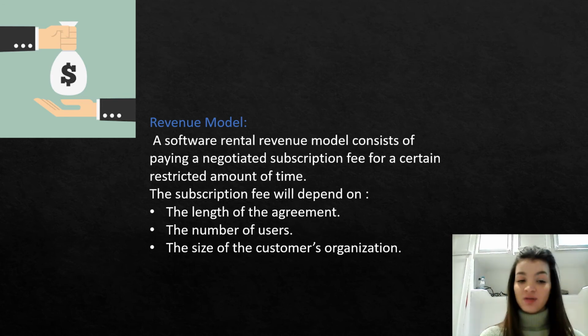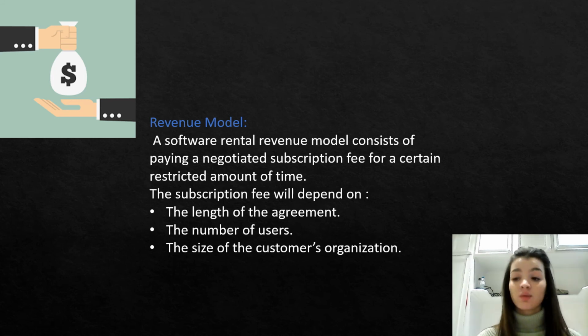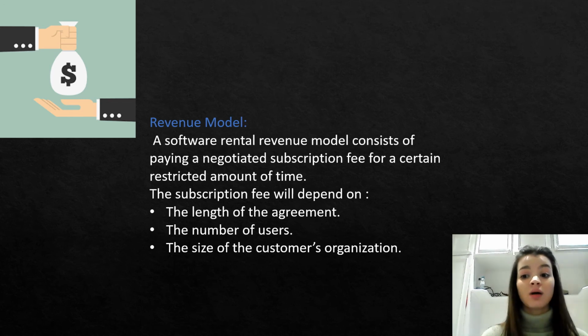Why is this revenue model seen as best suited for this innovation? Basically, this model is best suited because it has many benefits for both the vendor and the customer. Starting with the vendor, software renting offers more price flexibility, as the price of the rental can be based on the length of the agreement, the number of users in the customer's organization, and the software functionalities based on the company's size.